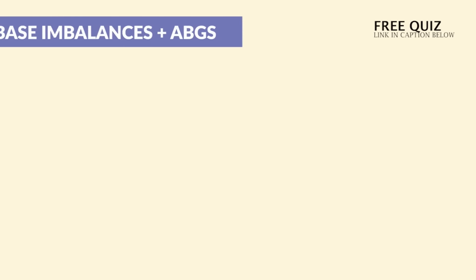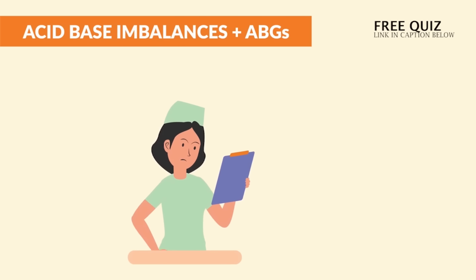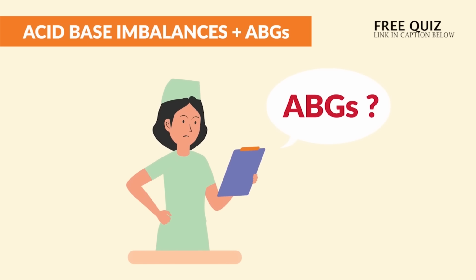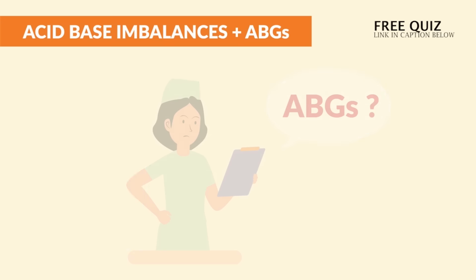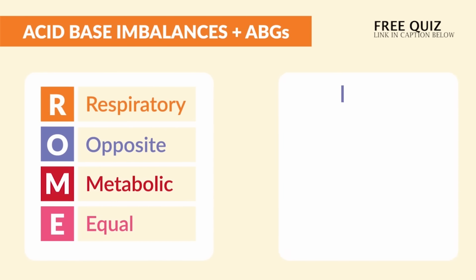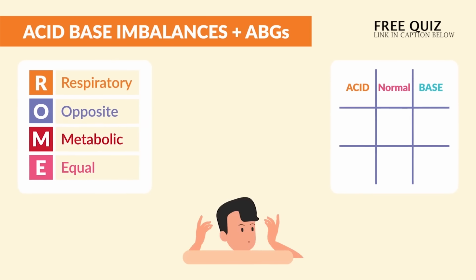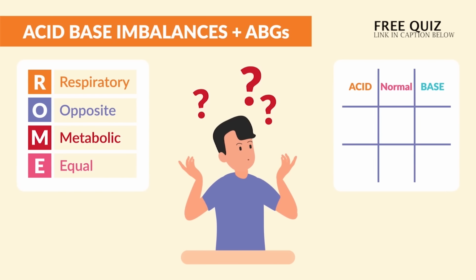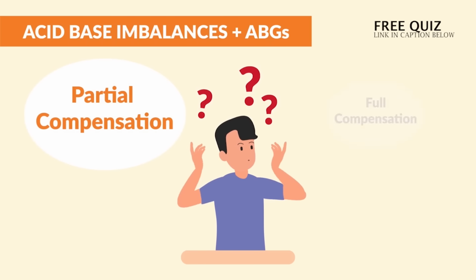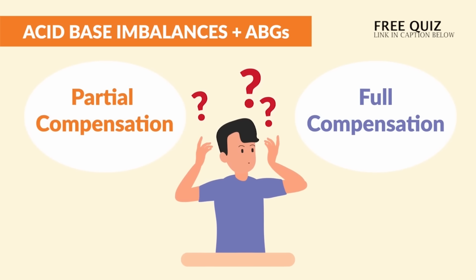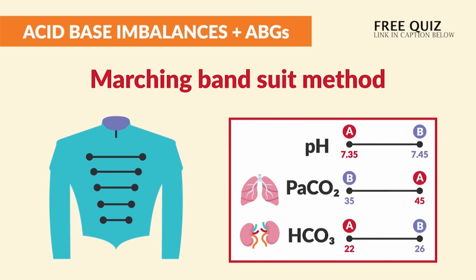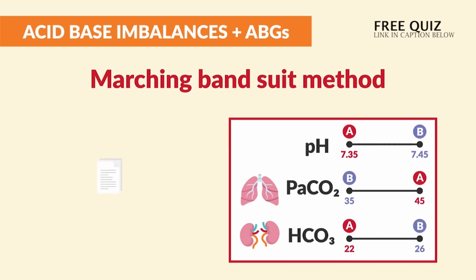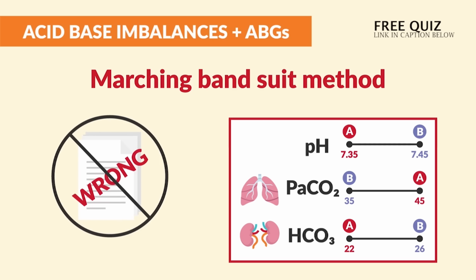Okay, now part 2 of this video, showing you how to solve those darn ABGs. Now, a lot of students and instructors use the ROME or tic-tac-toe method, but that can get really confusing, especially when we get into partial versus full compensation. So I personally created the marching band suit method for myself during nursing school and have never gotten a question wrong in over 8 years now.